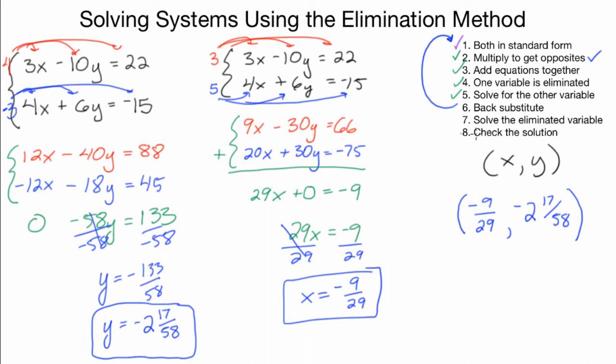To check my solution, well, I don't really want to plug these back in, so I would really use a graph. And in a graph, I'll reasonably be able to tell if this point is actually the correct solution or not. All right, there you go. There's another good example of using the elimination method to find the intersection point and solve a linear system.